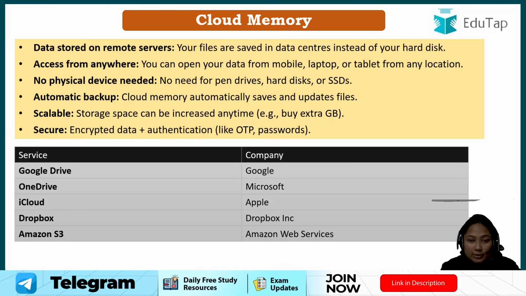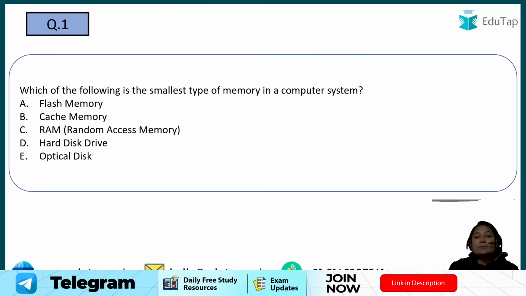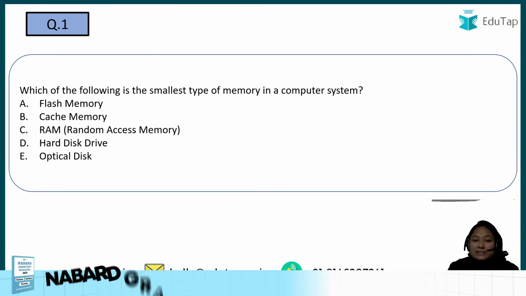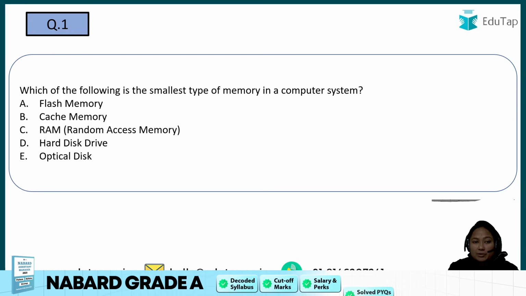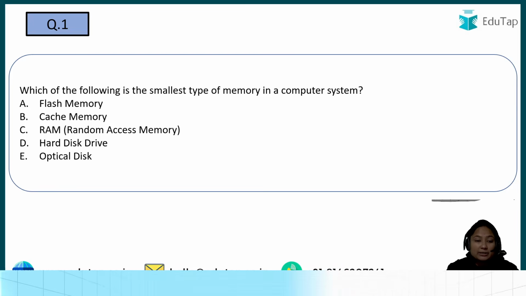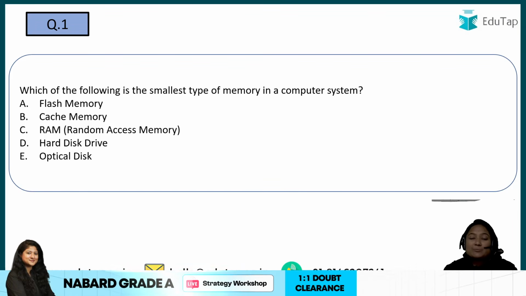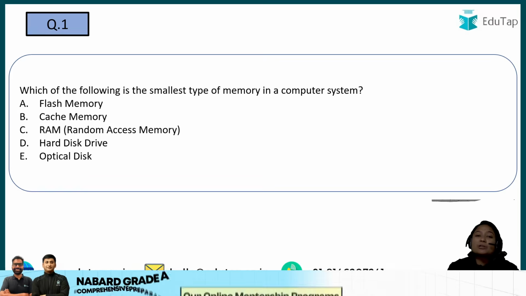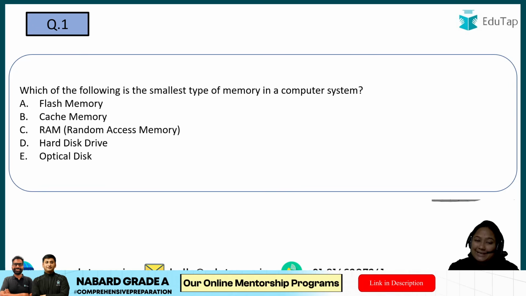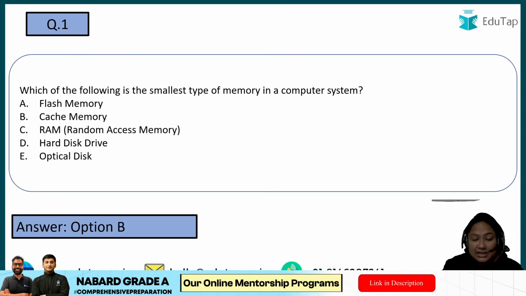That is also important. Now students, let's attempt some questions to understand these concepts even better and also to test our own knowledge. The very first question is, which of the following is the smallest type of memory in the computer system? Flash memory, cache memory, RAM, hard disk, or the optical disk. We all know the smallest type of memory is the register memory, but it is not in the options. So we'll go for the second best option, and that is the cache memory.